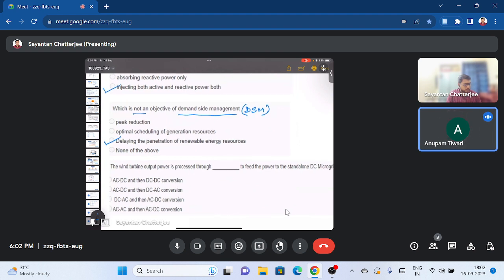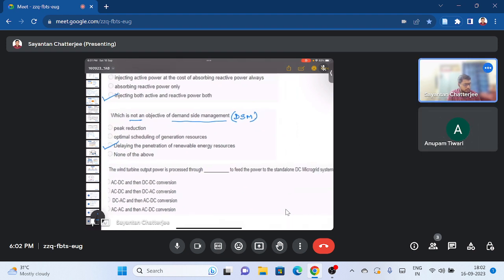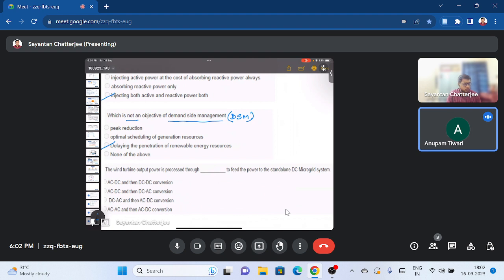Last question: wind turbine output power is processed to dash to feed the power to a standalone DC microgrid system. D is the answer.